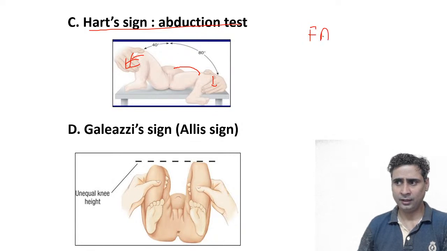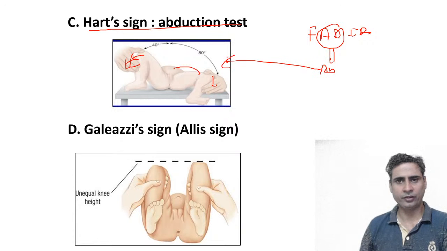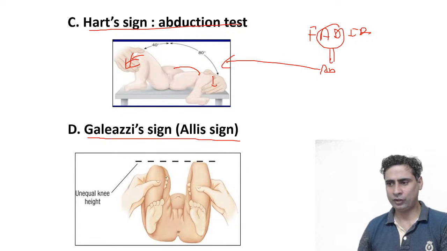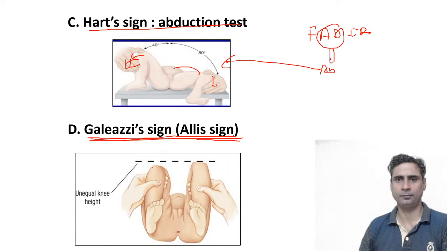And we have seen flexion, adduction, and external rotation deformity, there is adduction deformity, so abduction is restricted. So this is the abduction test or Hart sign. Galeazzi sign or Ellis sign: on flexion of hip and knee, the affected side knee will be at a lower level than the normal side knee. This is known as Galeazzi sign or Ellis sign.